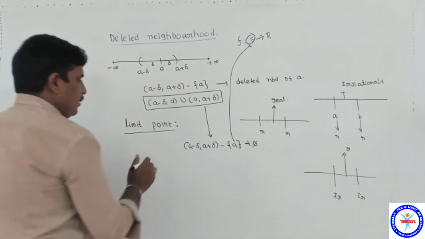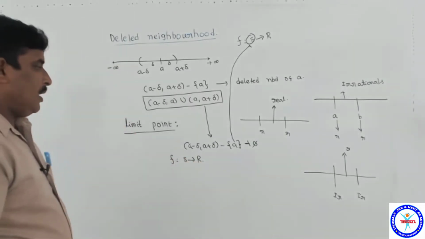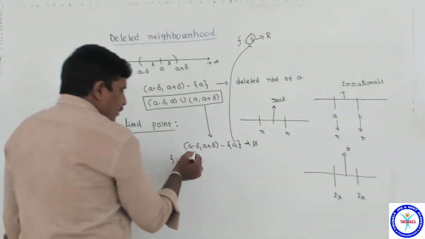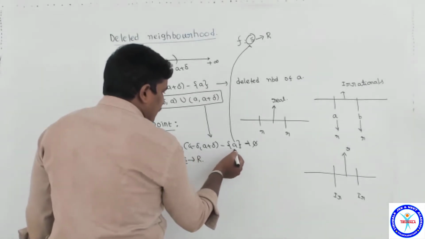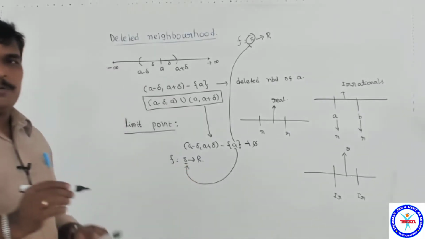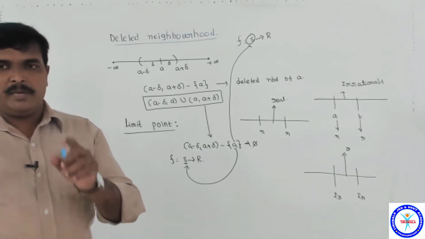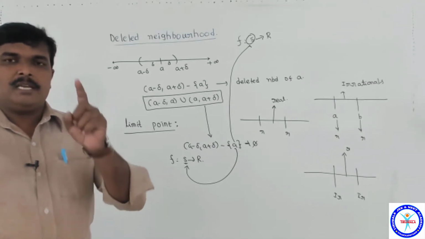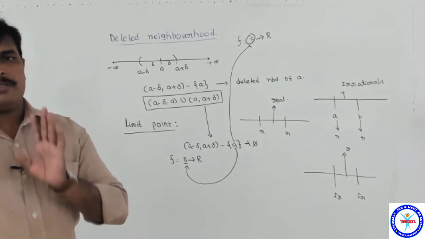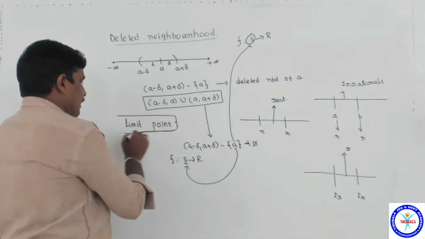Once again, the limit point definition. Let us take the function f from S to R, that means S is the domain of f. If the deleted neighborhood (A minus delta, A plus delta) minus {A} intersects S, then we say that A is the limit point of S. Before finding the limit, the point must be a limit point of the domain of f. Otherwise we are unable to find the limit of the function. That is the main role of the limit point.